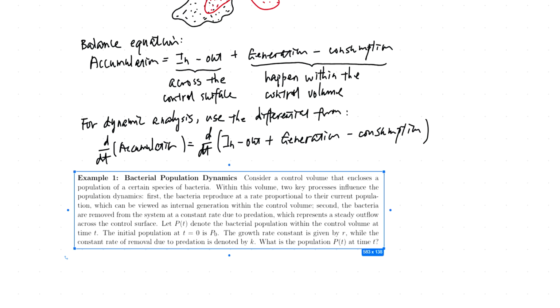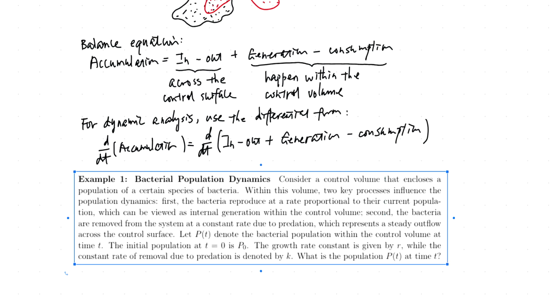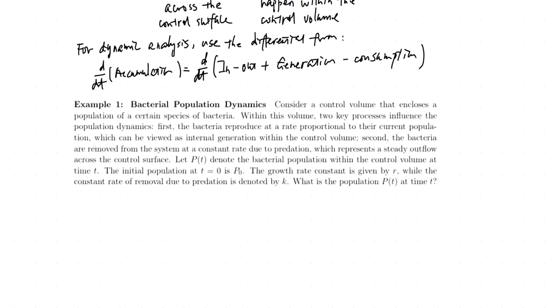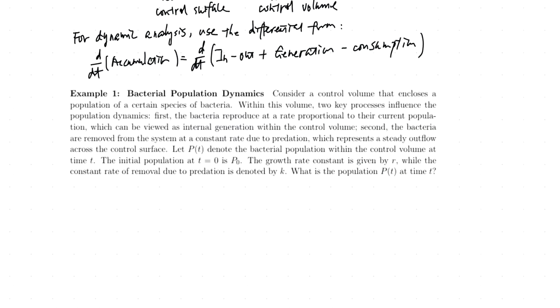Let's look at the first example of bacteria population dynamics. Let's consider a control volume. The control volume can be your culture dish. If you are a biologist studying bacteria populations, you will have a culture dish, and you will grow bacteria in it, and that will be a control volume. So you may want to know the population as a function of time in the dish.